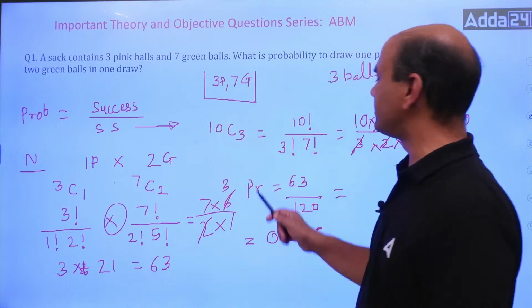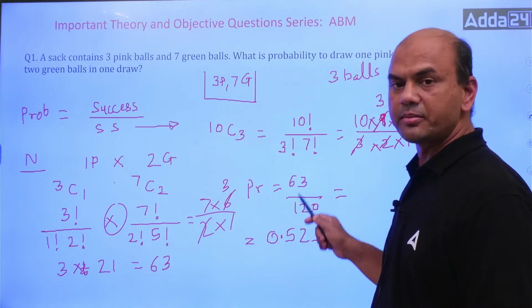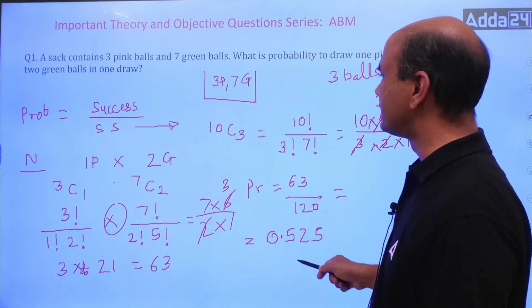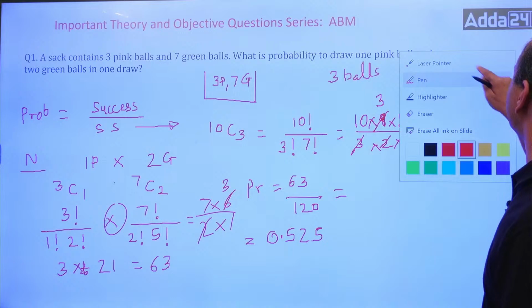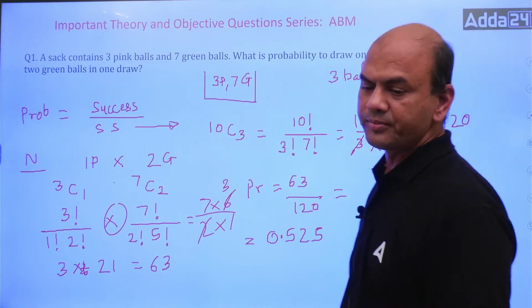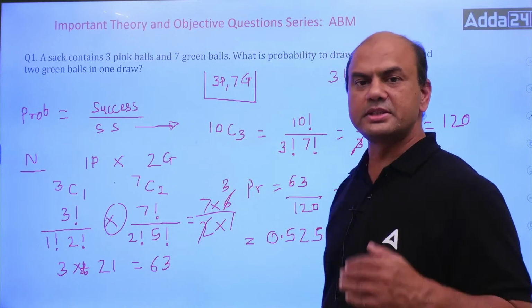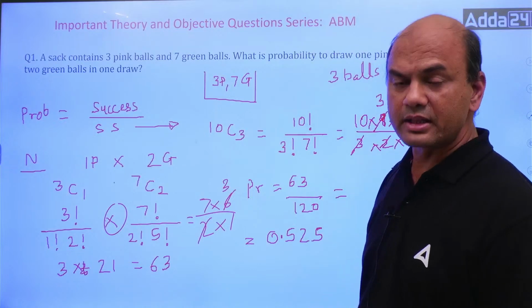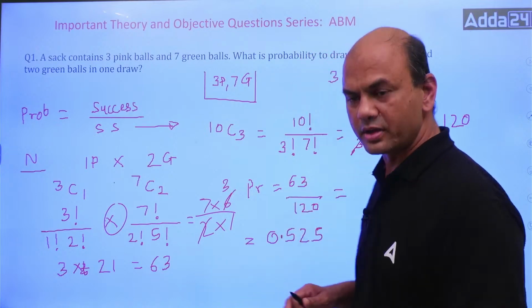So now use the probability formula. Formula for probability is what? 63 divided by 120, success upon sample space. Divide this. You will get the answer as 0.523. Got it? So this is the probability. Kindly note, your probability can never be greater than 1, and can never be less than 0. If you are getting a probability which is greater than 1 or less than 0, kindly note you have done some error over here.